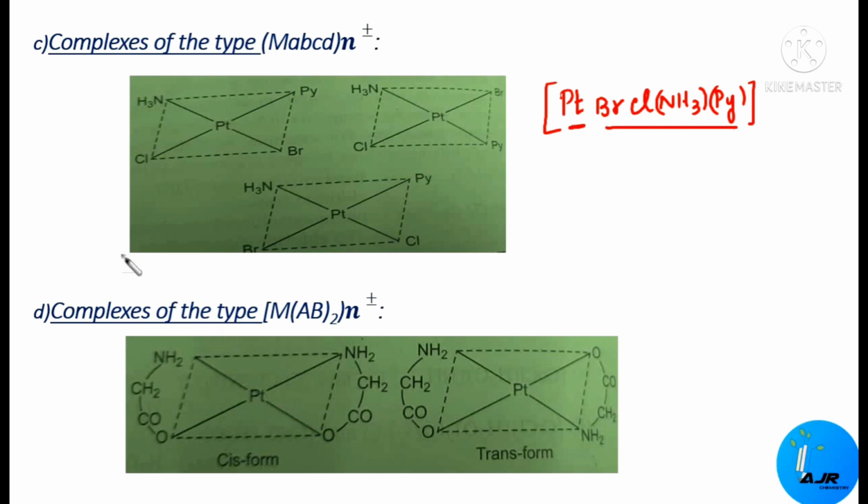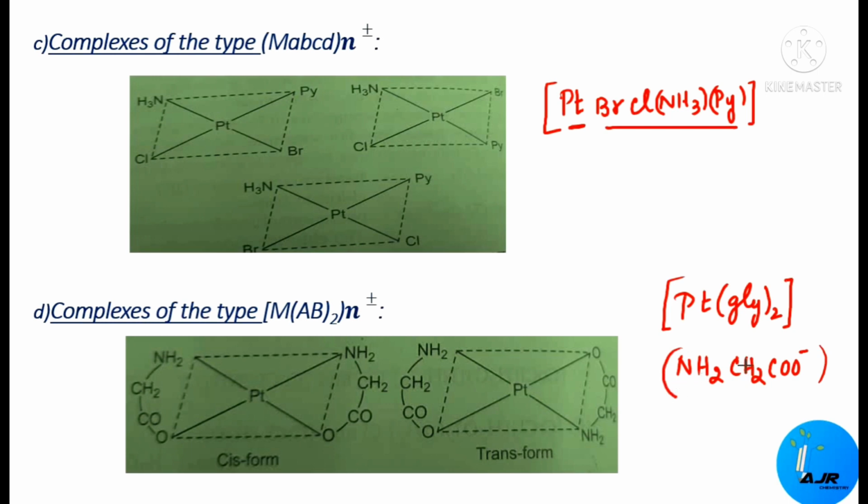An example of this type of complex is platinum GLY twice, where GLY is nothing but glycino. Glycino is nothing but NH2CH2COO minus. So this is a ligand, and it can attach through this nitrogen as well as through this oxygen. Two donor atoms are there, so it is called a bidentate ligand.